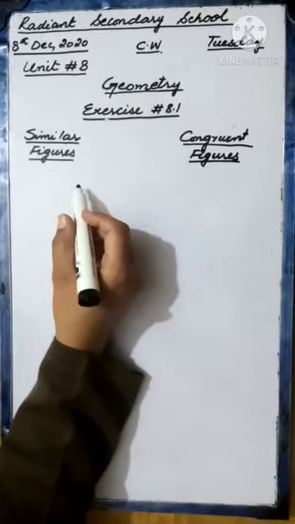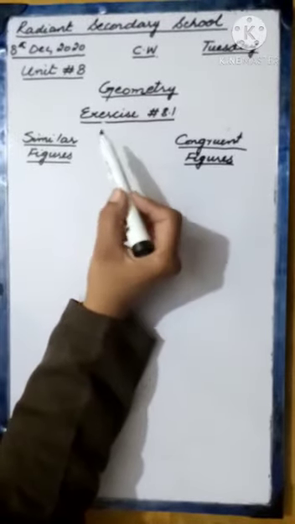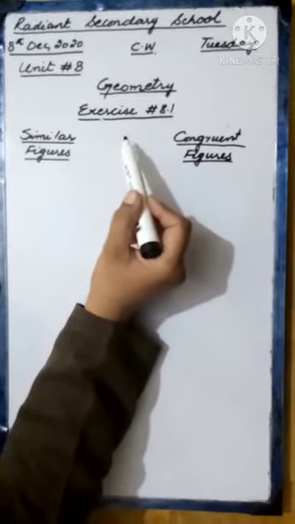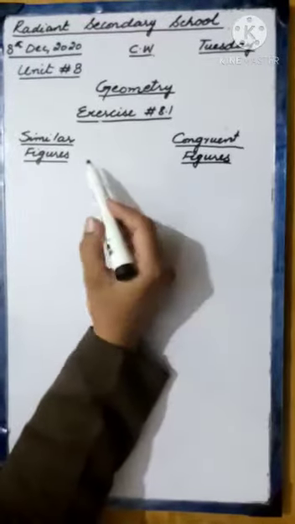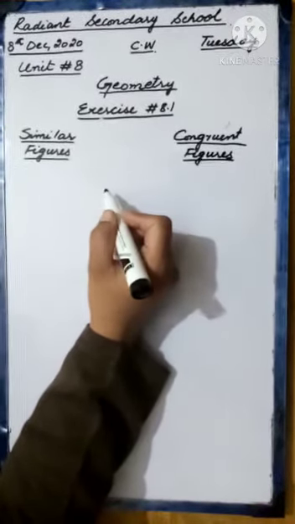Students, today we are going to start chapter number 8, that is about geometry. We will do some questions of exercise 8.1 today. The topic is about the similarity and congruency of different geometrical figures.